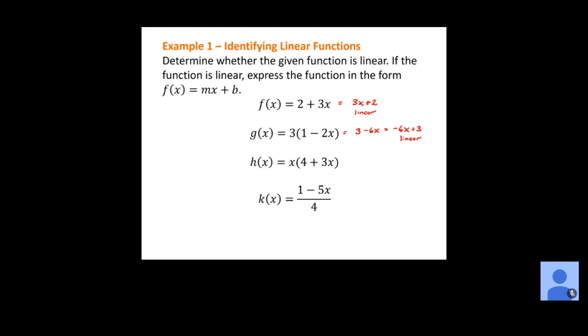Okay. What about h of x? What would I need to do first? Distribute. If I distribute this time, I'm going to get x times 4 is 4x. x times 3x is plus 3x squared. So now, can we get that into that mx plus b form? We can't. This time we actually have an x squared term. We can't get it in mx plus b form. So this one is not linear. Any questions on that one?